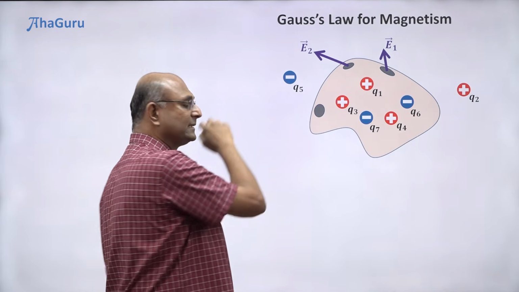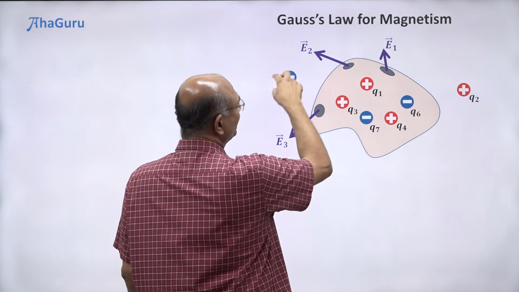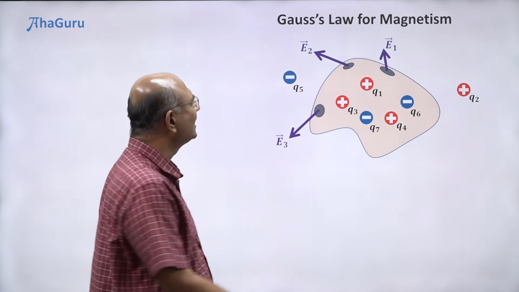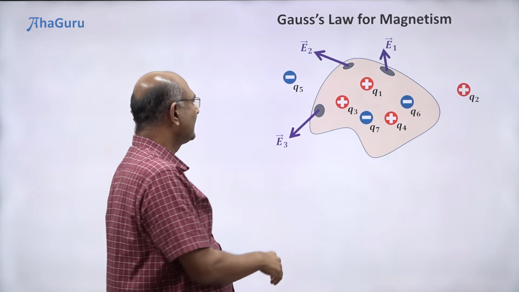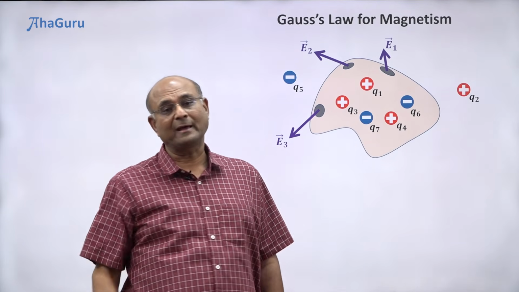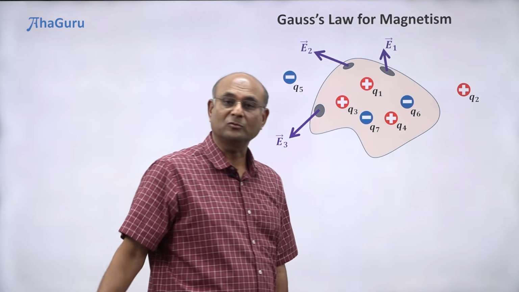Similarly, if I take this small tiny area, the electric field here, E3, is also produced by the inside and outside charges. So basically, if I can do this for every point on the surface, you know that the electric field everywhere on the surface is produced by charges inside as well as charges outside.